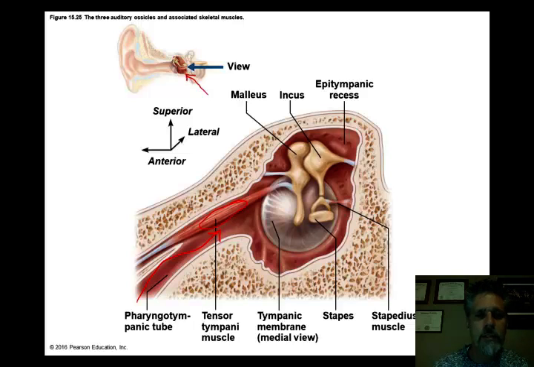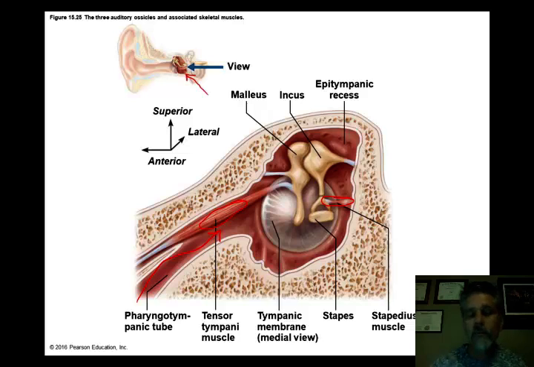You'll also notice some muscles. So here's a tensor tympani muscle. There's also the stapedius muscle that we see right here. So these muscles work to protect the middle ear structures, the bones and the tympanic membrane, to make sure that under extreme intense sound waves they're not going to be damaged by moving too much. So they restrict the movement of them, kind of dampen the movement of them so that they don't get damaged.